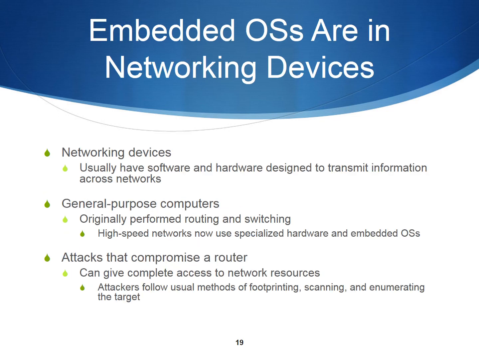Embedded operating systems are in networking devices. Networking devices usually have software and hardware designed to transmit information across networks. General-purpose computers originally performed routing and switching, but high-speed networks now use specialized routers and embedded operating systems. Attacks that compromise a router can give complete access to a network resource, since attackers follow the usual methods of footprinting, scanning, and enumerating the target.